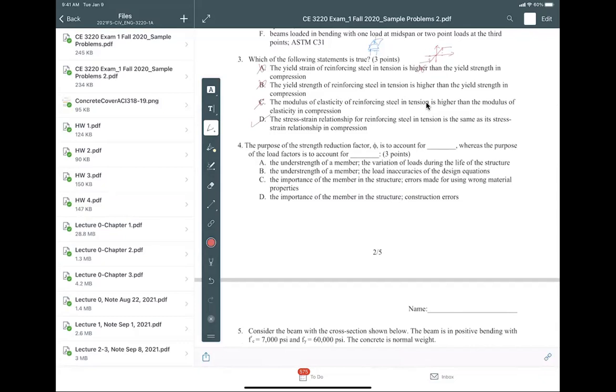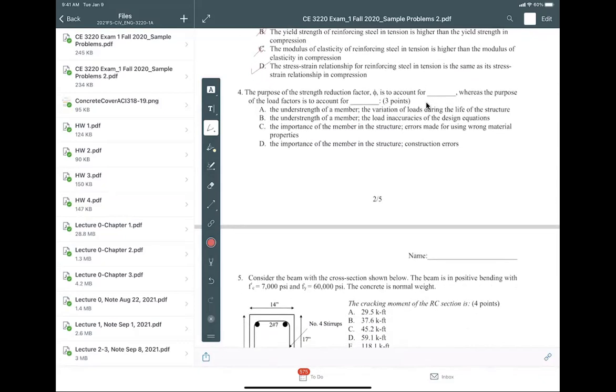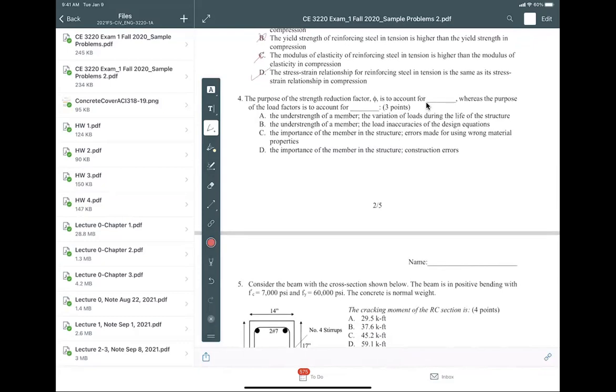All righty. So number 4: the purpose of the strength reduction factor phi is to account for what? And the purpose of a load factor is to account for what? Now, here, phi is a strength reduction factor, right? So definitely it accounts for the under-strength of the member. Is that right? But again, the importance of the member is still here, so maybe this one, maybe this one. I'm not sure, right? So I guess the answer is really the second one, where the purpose of load factors is to account for the variation of loads during the life of the structure. Is that right?